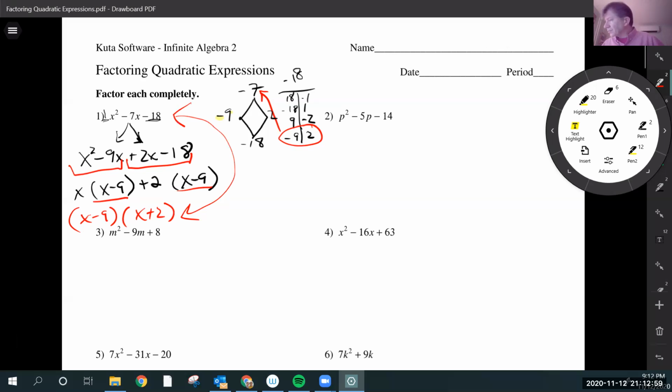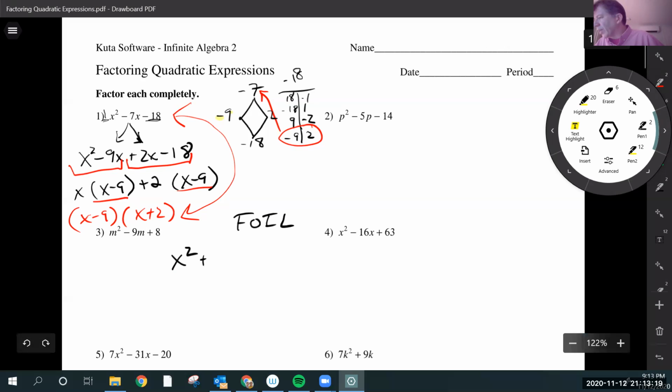All right. Now to check that, we can go ahead and do FOIL, which is a good time to review FOIL. And FOIL is first, outside, inside, last. And so I take my first terms and I end up with x times x, which is x squared. My outside terms, x and +2, so that's a +2x. My inside terms, minus 9 and x, gives me a minus 9x. Then my last terms, a minus 9 times a +2 is a minus 18.